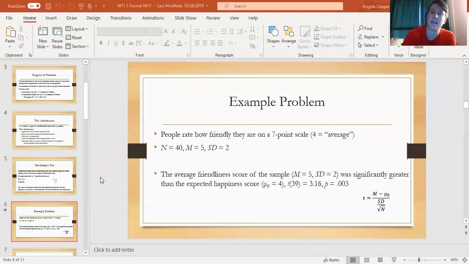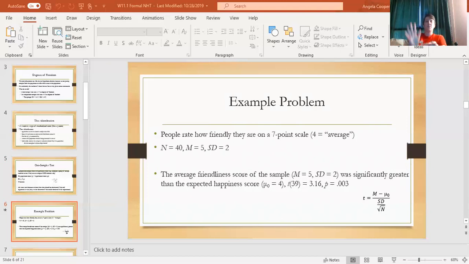So looking at an example, we're trying to see how people rate themselves as how friendly they are on a 7-point Likert scale, where 4 is considered that hypothetical average. So we have our hypothetical mean of 4, and then we have our sample size of 40, that n equals 40. The mean for those 40 people in terms of how they rate themselves, their average, is a 5 with a standard deviation of 2.